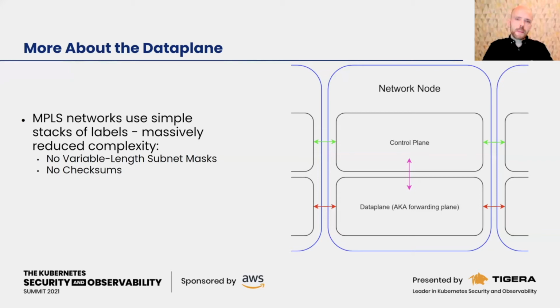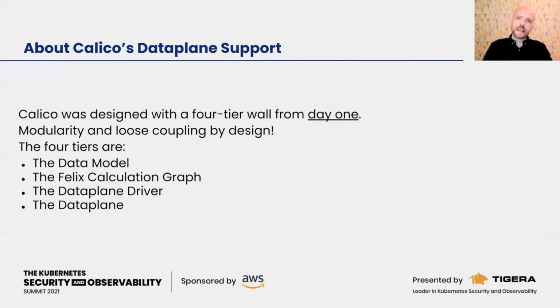Okay, so now we understand about modularity, about tight and loose coupling in software. We understand about control planes and data planes. Let's talk about Calico's data plane support. Now, Calico was designed with a 4-tier model from day one. Modularity and loose coupling come by design in Calico, and that has given us a huge number of advantages. We'll go into some of those now.